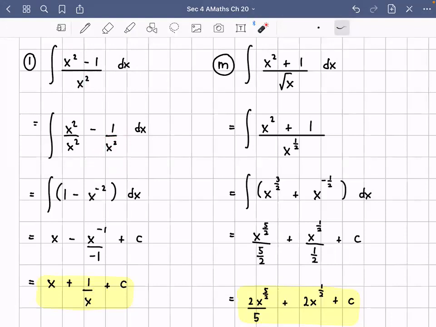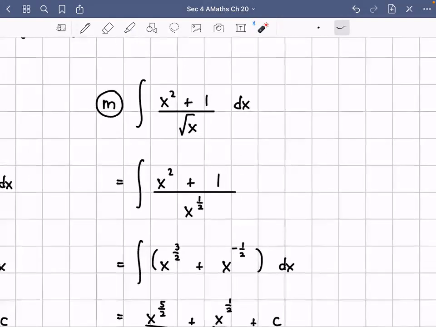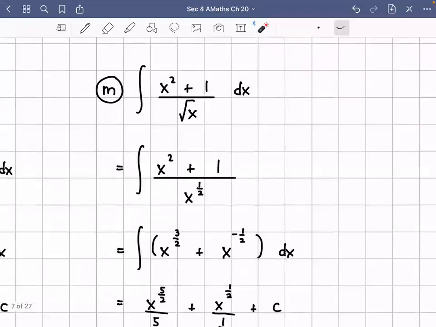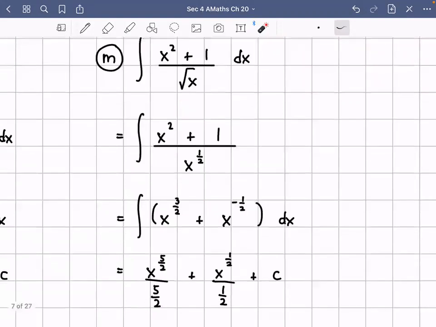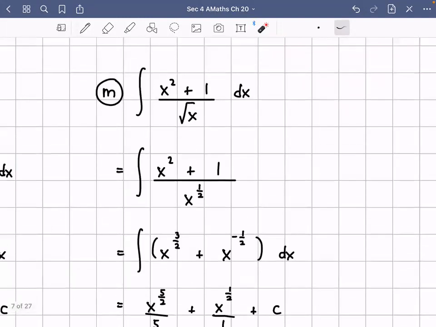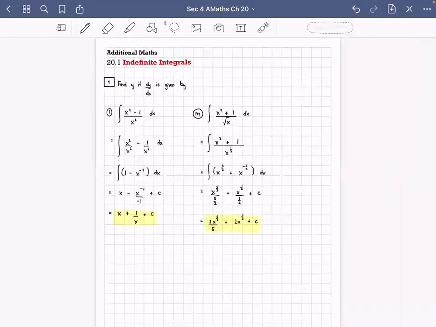Lastly, this is my last example, letter M. What is the antiderivative of x squared plus 1 over the square root of x? First, what I'll do here is rewrite root of x as x raised to 1/2. After that, since I don't have any quotient rule for integration, I'll divide each of these by x raised to 1/2. Let me write that there.